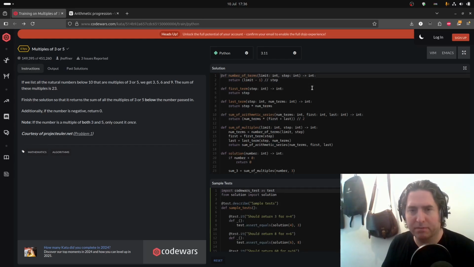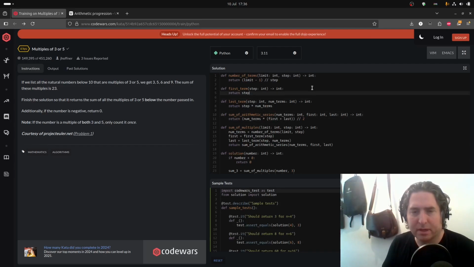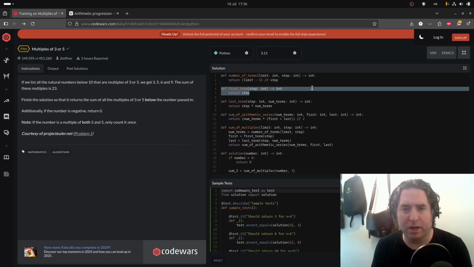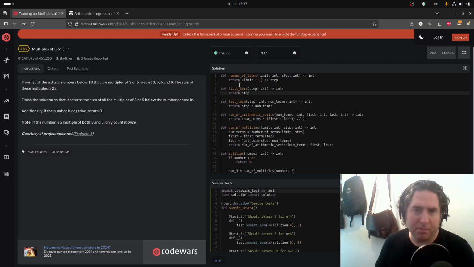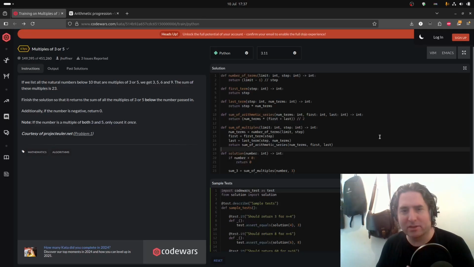This is the magic spell for finding out the number of terms. This is the sum of arithmetic series, which needs the first term and the last term. We can work out the first term because we're always starting from 1 in this example. The first term is always the step, but just to make it a bit clearer, I renamed it first step using this function. The last step is the step times the number of terms, which we've worked out there. Then the sum, this is the sum of arithmetic series. This is this here. Then we get to the solution.